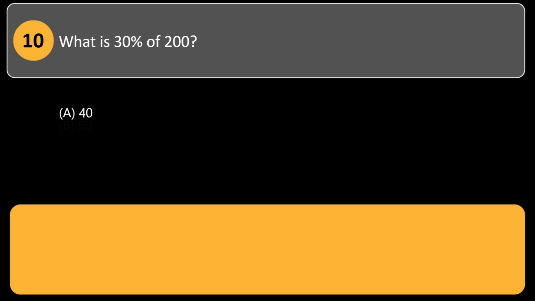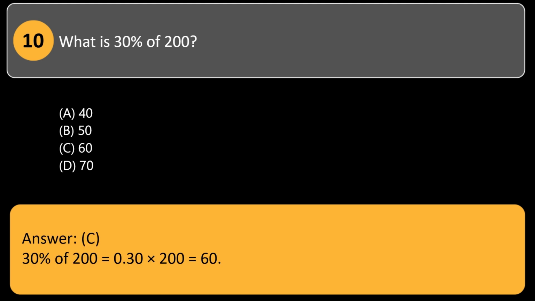What is 30% of 200? A. 40. B. 50. C. 60. D. 70. Answer, C. 30% of 200 is equal to 0.30 times 200, which is equal to 60.